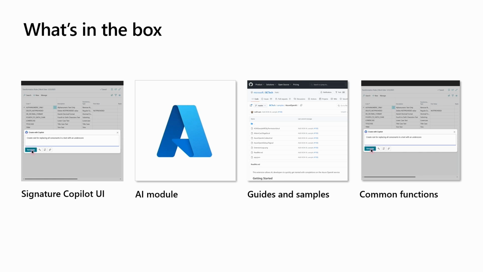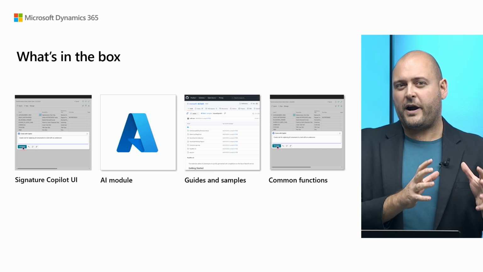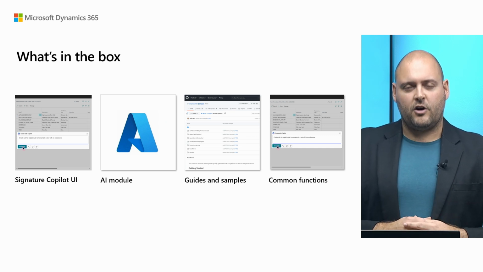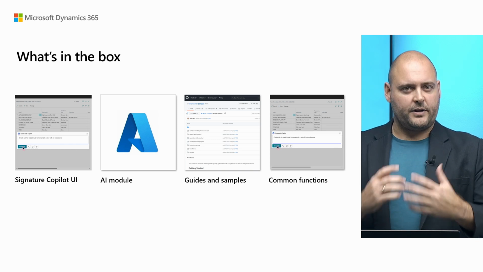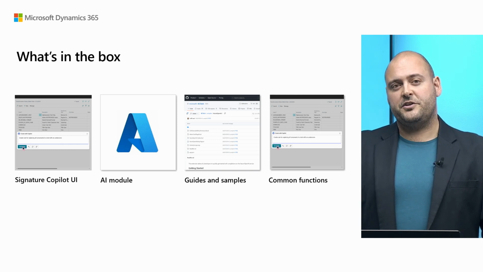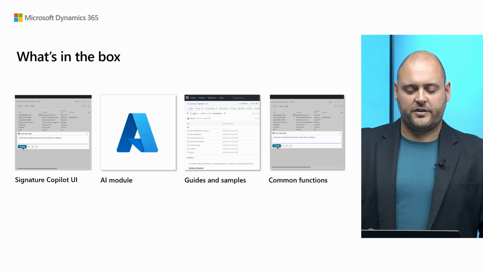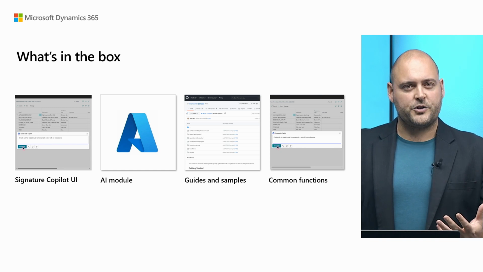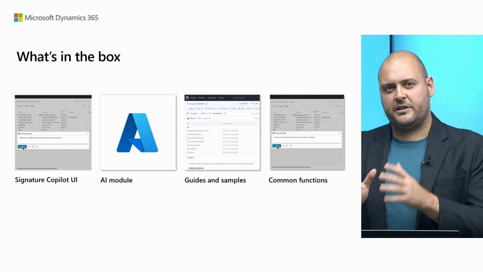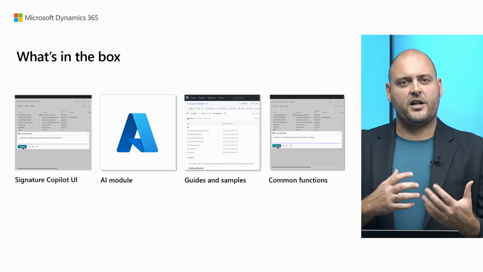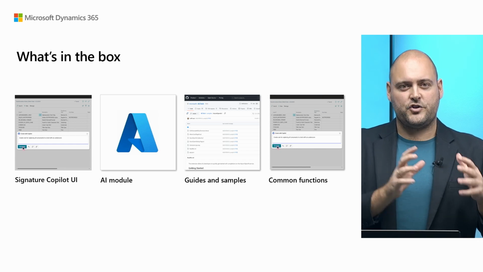Now, what's in the box? What is in this toolkit? So a couple of different components. We'll talk about them in more detail, of course. A signature Copilot user experience, along with an AI module to help you interact with Azure OpenAI Service. We have plenty of guides and samples to help you get started, but also some common functions in terms of administration, telemetry, and other things to help you and your customers manage generative AI.